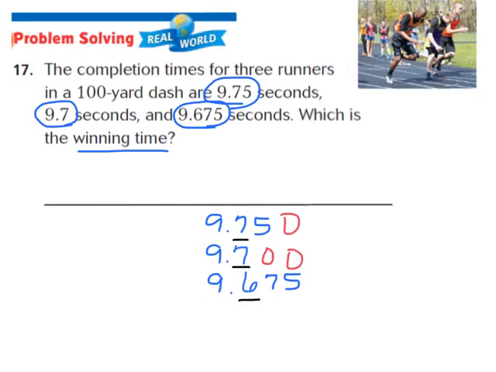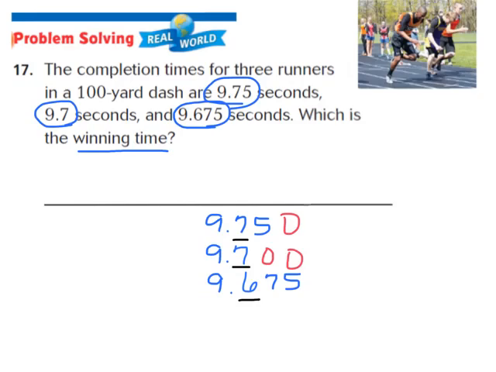I'm looking once again for the winning time. And if you're running a race, think about this. If you have the winning time, is your time the greatest number or is your time the least number? And what I know is if I'm looking for the winning time, I want the number that is the lowest number. That means you're the fastest runner.